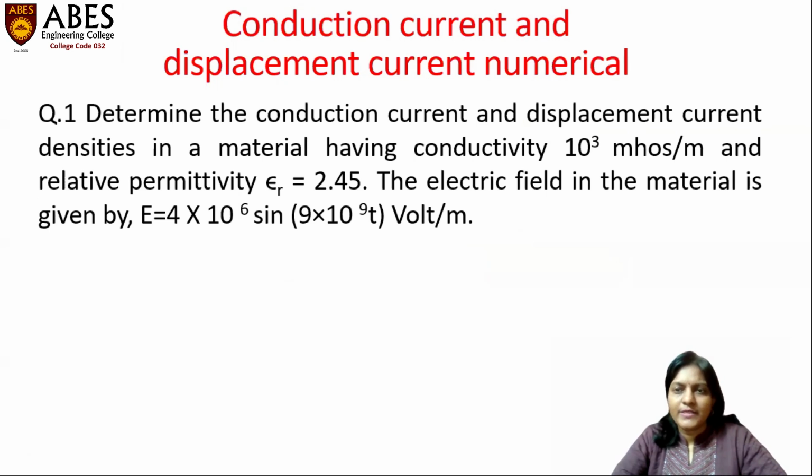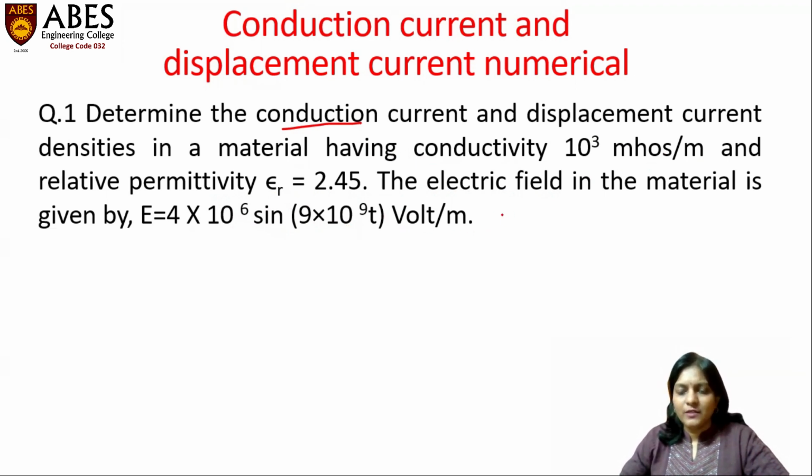Numerical based on displacement current. Determine the conduction current and displacement current densities in a material having conductivity 10 to the power 3 mho per meter and relative permittivity epsilon r 2.45. The electric field in this material is given by 4 into 10 to the power 6 sine 9 into 10 to the power 9 t volt per meter.